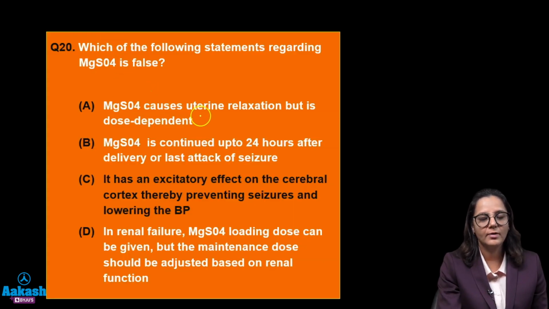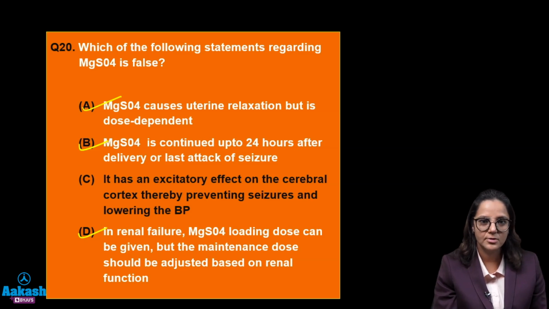Magnesium sulfate causes uterine relaxation. Yes, it is a tocolytic. It is continued up to 24 hours after delivery or last attack of seizure. Yes. In renal failure, the loading dose has to be adjusted. We are aware that it affects the kidney and we need to adjust the dose. Yes. It has excitatory effect on cerebral cortex. No, it has inhibitory effect.